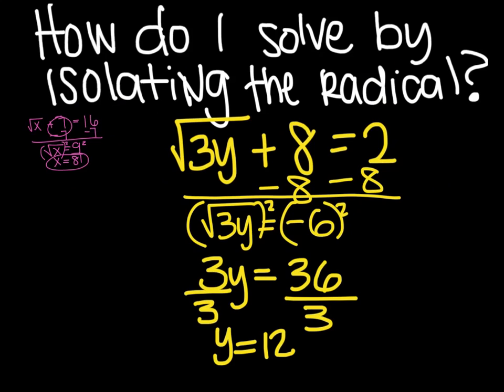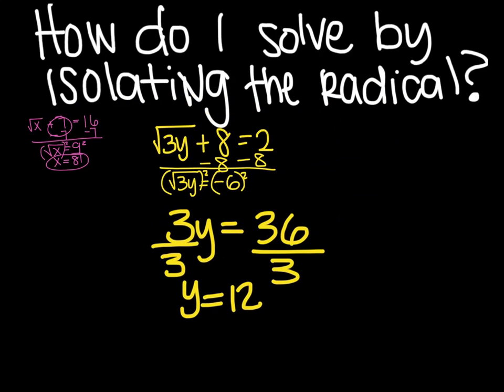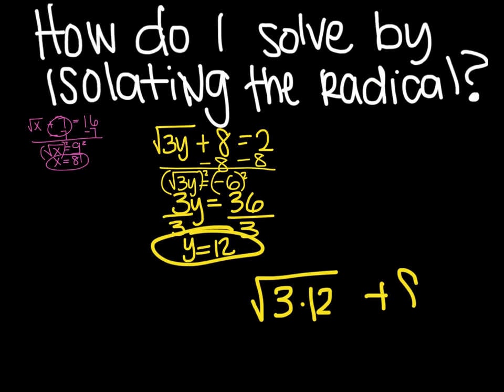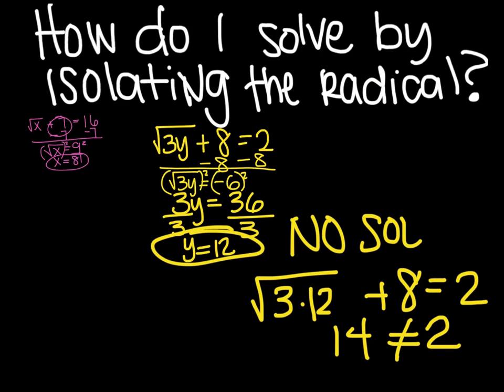Now, at first glance, that looks like it's going to be an answer, but you always need to check your answer, and that's something I didn't do in that first example that you should do all of the time. It's a great habit because something might appear to be the answer. In this case, y equals 12. But when I plug it in to the original, so square root of 3 times 12, and then plus 8, equals 2. Square root of 3 times 12, square root of 36 is 6. 6 plus 8 is 14. 14 does not equal 2. So in this case, there would be no solution.